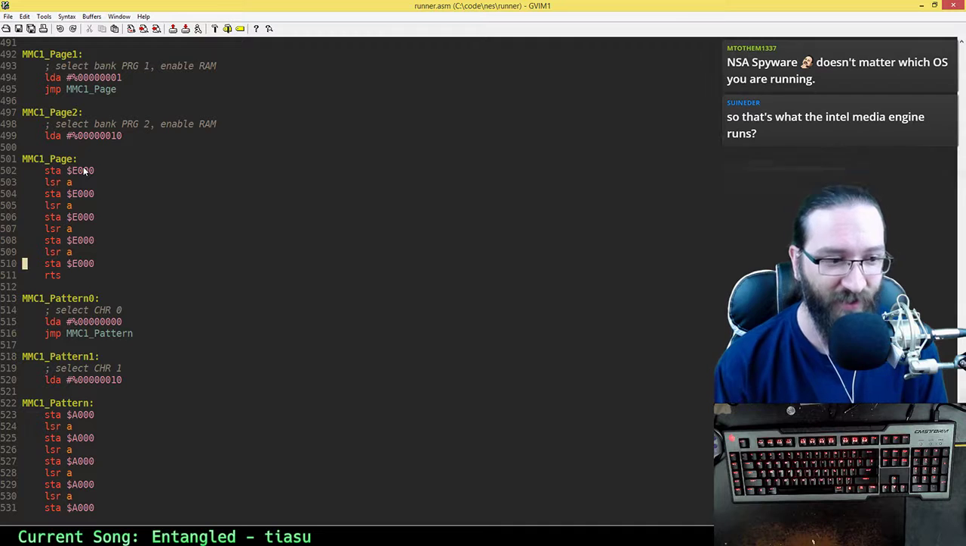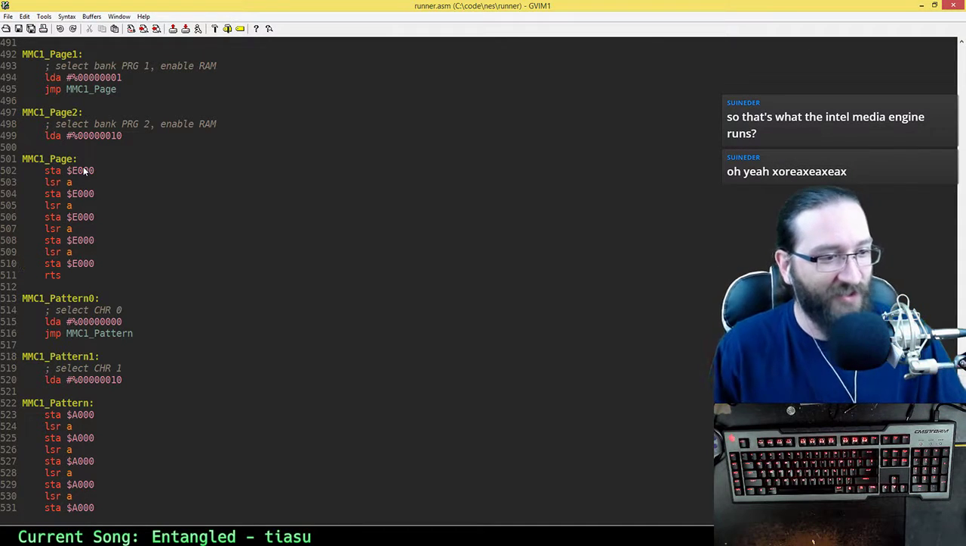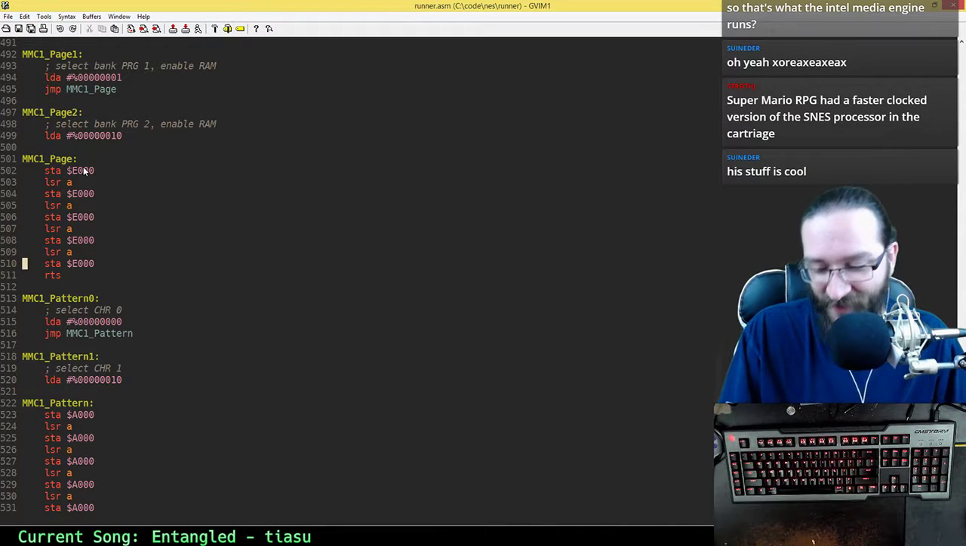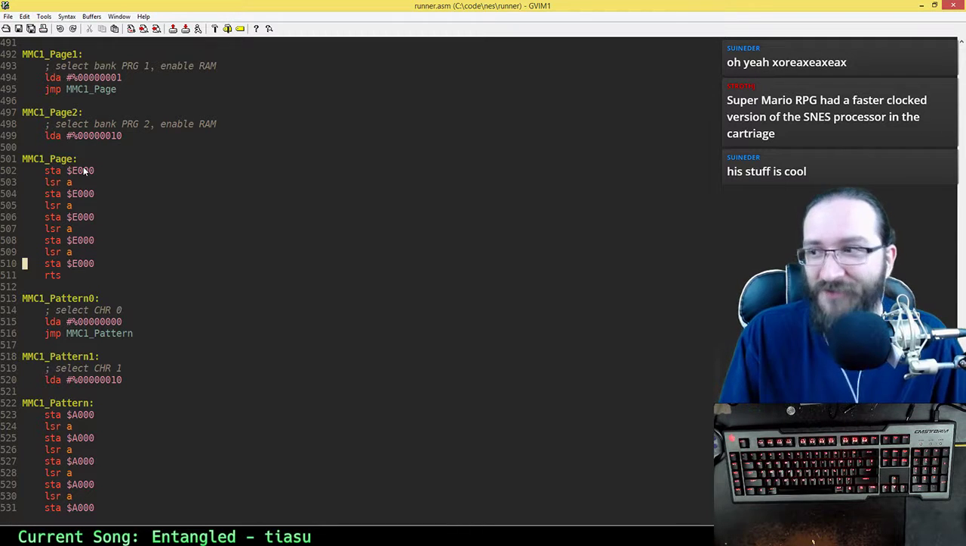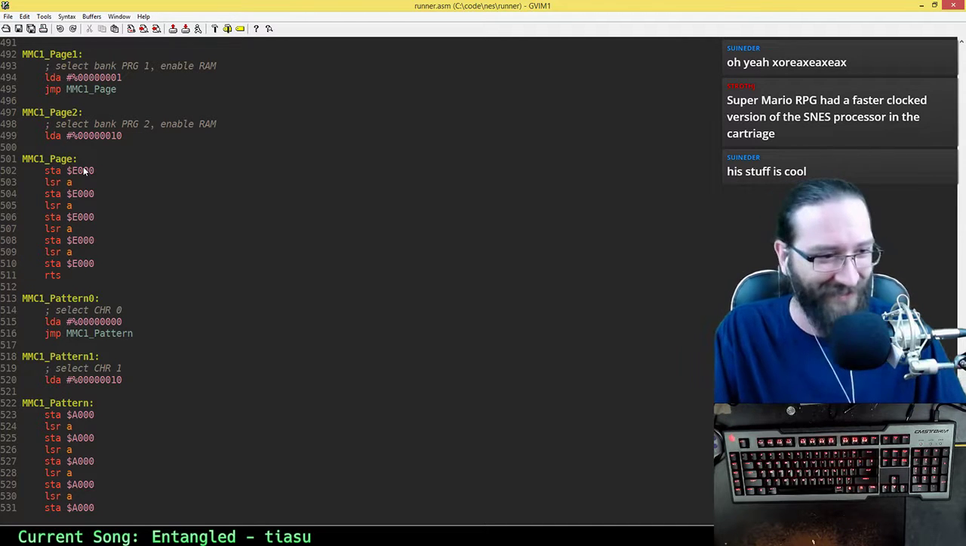It doesn't matter which OS you're running. Yes, XOR EAX, the same guy that wrote the Mobfuscator, which translates any program into just move instructions for x86 assembly. It's just completely bonkers stuff.